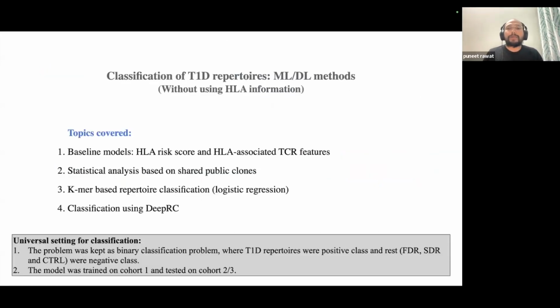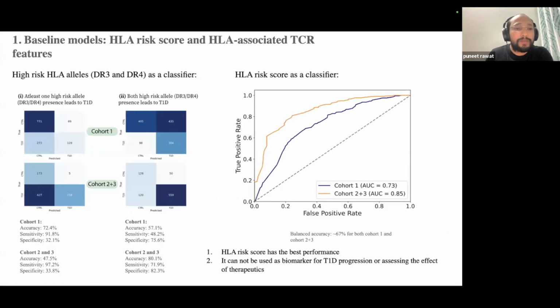So coming to the next part, this part was HLA association. Now we are trying to classify the repertoires without using any HLA information. For that, we have used all the previous analysis, the HLA score and the HLA TCR features, that is the CDR3 score and the HLA motifs, as a baseline model. And then we see how these machine learning methods compare to that. So this is your baseline model.